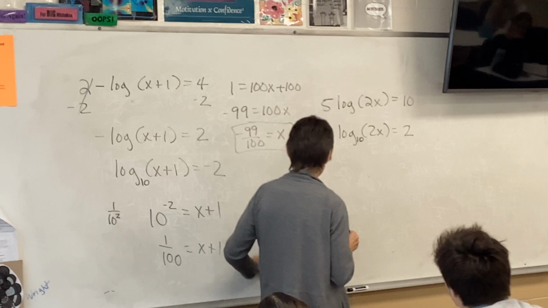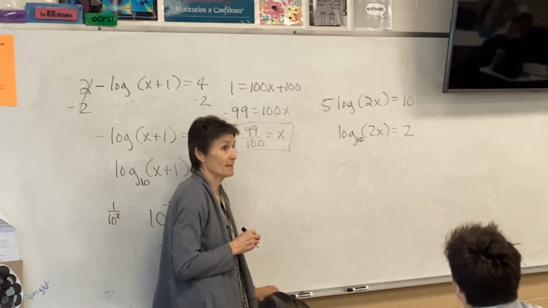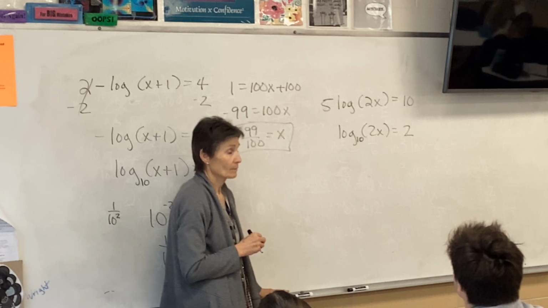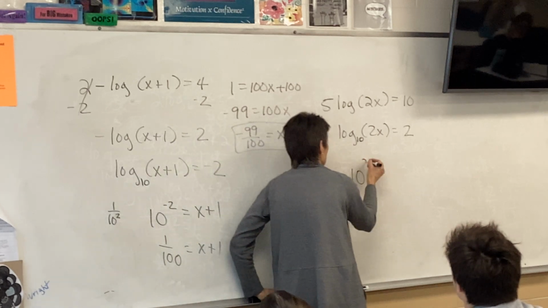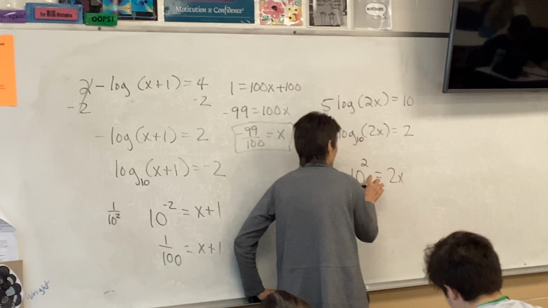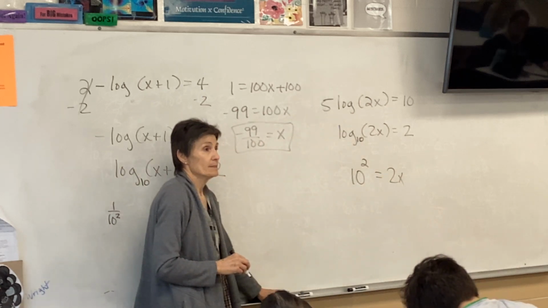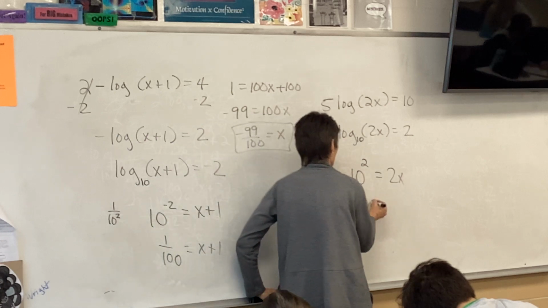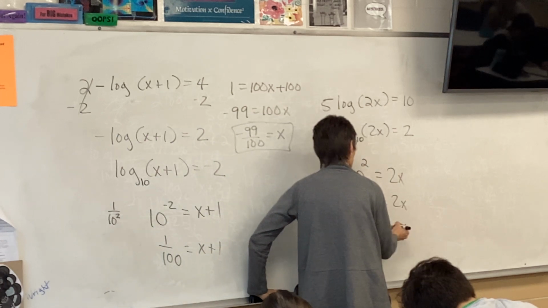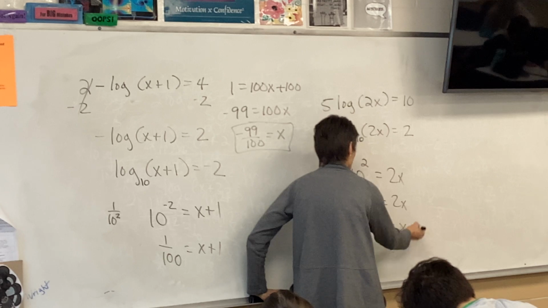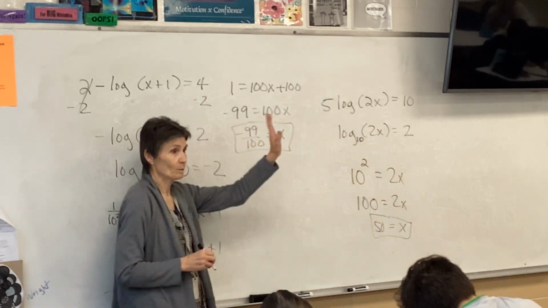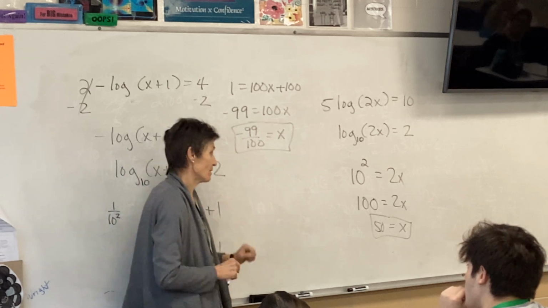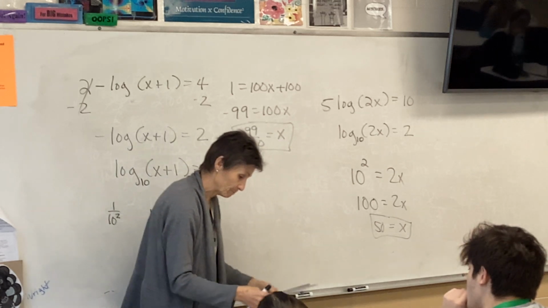But we do want to put that 10 in there. We definitely want to put that 10 in there. Okay, and then what? 10 to the second equals 2x. 10 to the second is 100. Divided by 2 is 50. Now, how many of you got 50 without us doing that? You got it all by yourself. Almost everybody. That's wonderful.